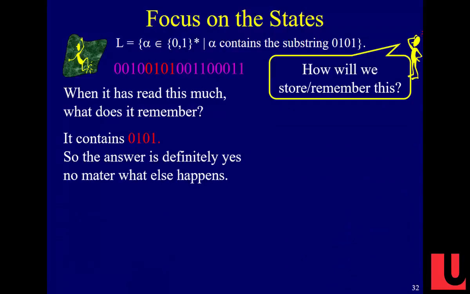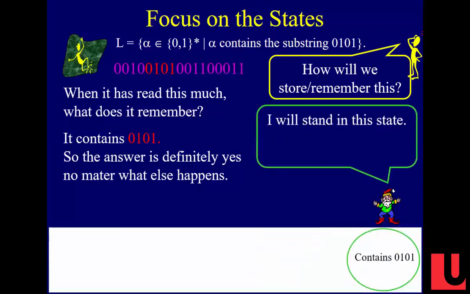We're remembering that it's a definite yes. And how do we remember it? We remember it by standing on a state. So I got this little gnome from the internet, and he's our little guy who's going to go from state to state. Here's a state. When we're in this state, we give the state a nice name, and the state's name is, it contains 0, 1, 0, 1. And as we've indicated, this is going to be a definite yes.